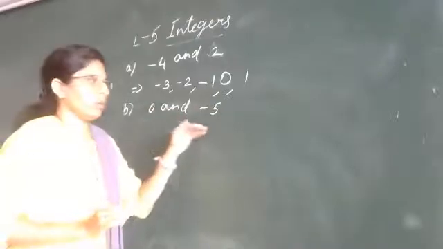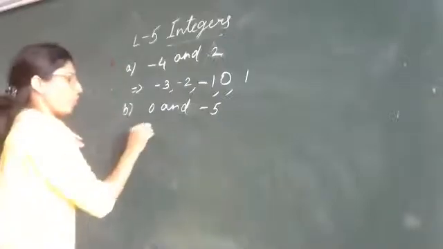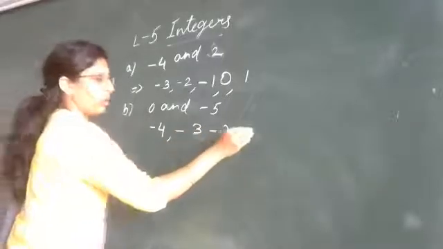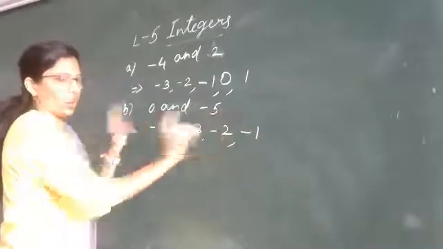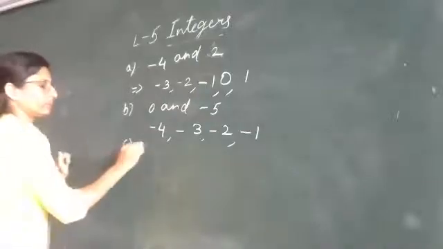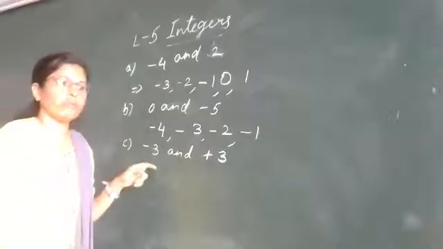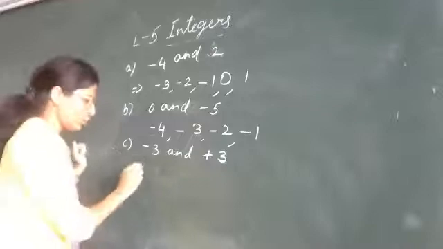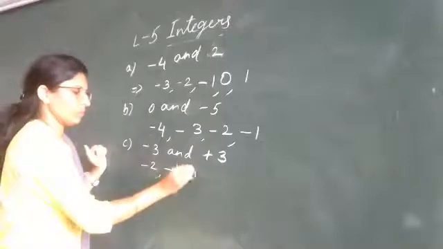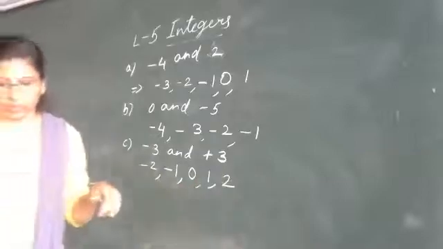Okay, now tell me the numbers between 0 and minus 5. So which will come first? Which side do you have to start? Minus 4, minus 3, minus 2, minus 1 and 0. Okay, next. Minus 3 and plus 3. Minus 3 is given. Minus 2, minus 1, and 0, 1, 2. Okay.